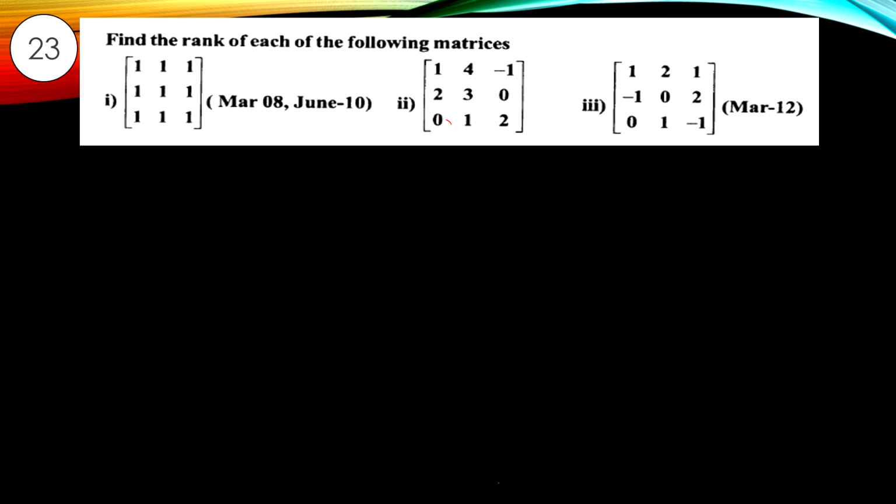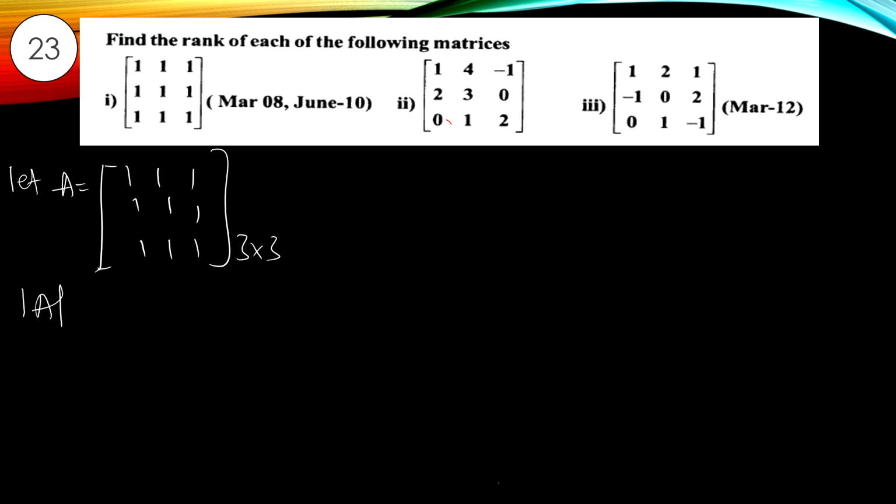Finding the rank is very, very important, so don't skip. Okay, so here is the first question I am taking. Let A be the matrix [1 1 1; 1 1 1; 1 1 1]. This is of order 3 by 3. So I am considering the determinant of that matrix.